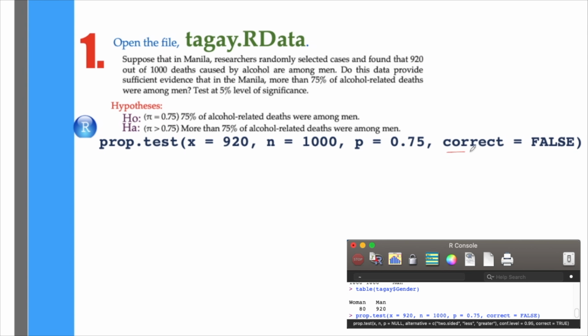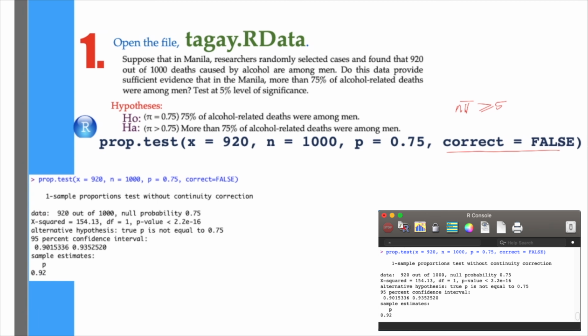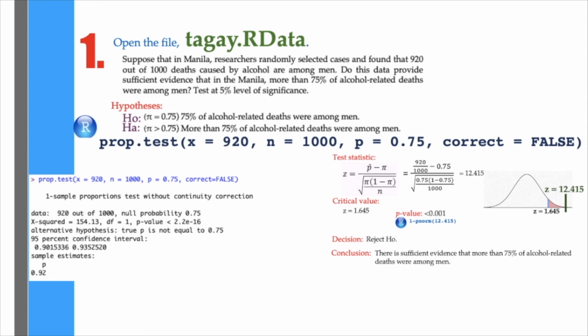And we are placing the option correct equals false, indicating that there's no correction needed since we're able to meet the condition that n times pi here is at least 5. And that leads to this result in which the p-value is also less than 0.001. However, keep in mind here that this p-value is a two-tailed p-value.